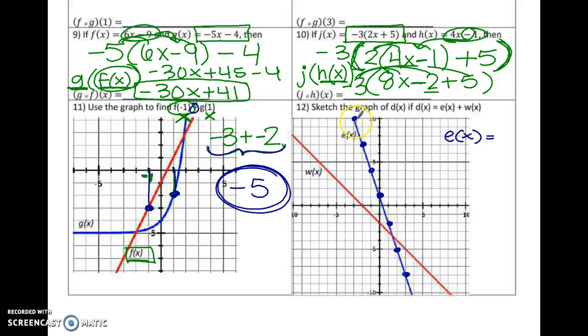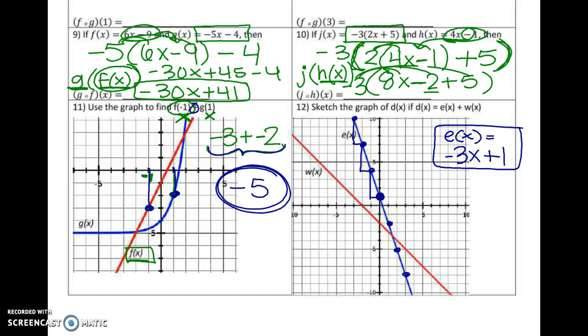And so if you notice all the way through, as I go from left to right, I'm going down 3 over 1, down 3 over 1 every time. So that's going to be -3x. I don't have to put the 1 underneath. And the y-intercept is at +1. So this is the equation for e(x).